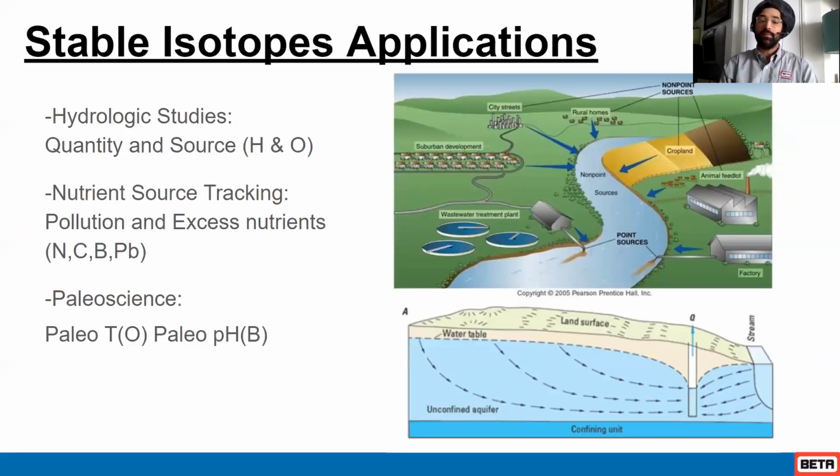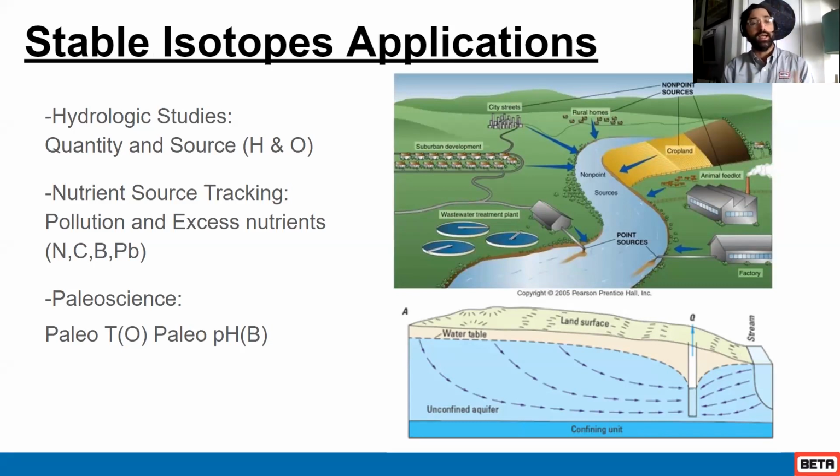And what are some of the applications? So in hydrological studies, we can use hydrogen and oxygen to begin to identify quantity and sources of water. What I do a lot in my projects are nutrient source tracking projects where we track pollution and excess nutrients. We can use nitrogen, carbon atoms, boron, and lead. Depending on the investigation, we would pick the isotope that's the most appropriate.